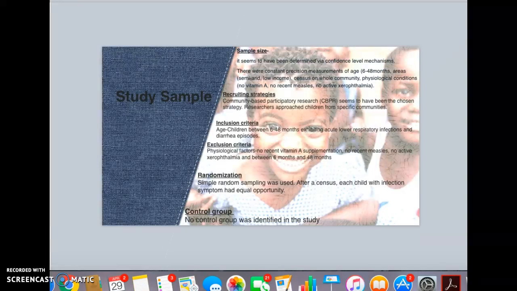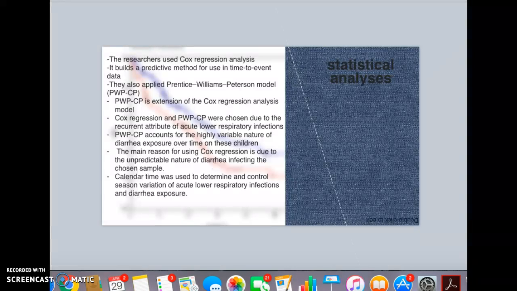For randomization, simple random sampling was used. After a census, each child with infection symptoms had equal opportunity. No control group was identified in the study. The researchers used Cox regression analysis. It builds a predictive method for use in time to event data. They also applied the Prentice Williams Peterson model, that's the PWP-CP, and that model is an extension of the Cox regression analysis model. The Cox regression and the PWP-CP were chosen due to the recurrent attribute of acute lower respiratory infections.